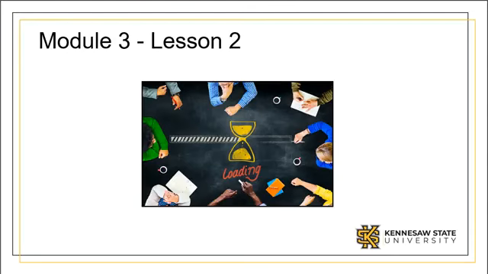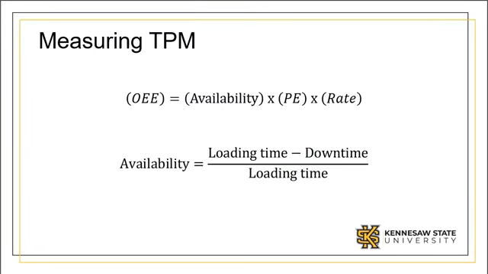Like any other initiative, we cannot know the true effectiveness of TPM without having a means of measuring our performance. Let's examine some of these measures. OEE, or Overall Equipment Effectiveness, is the primary metric in TPM.